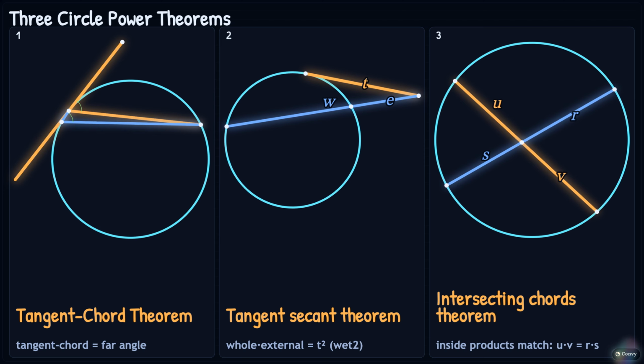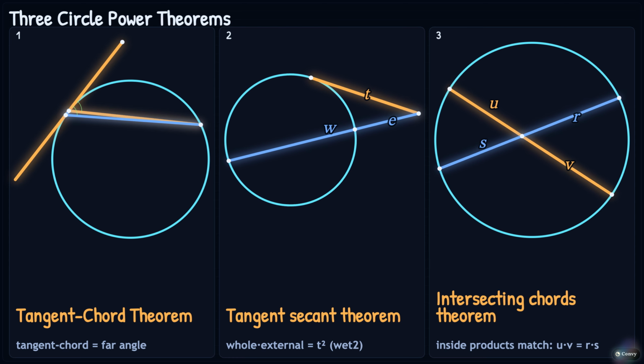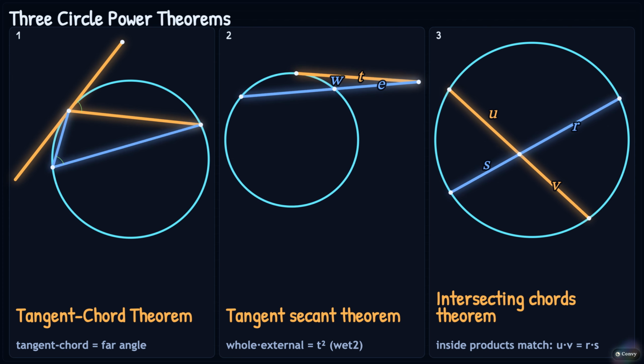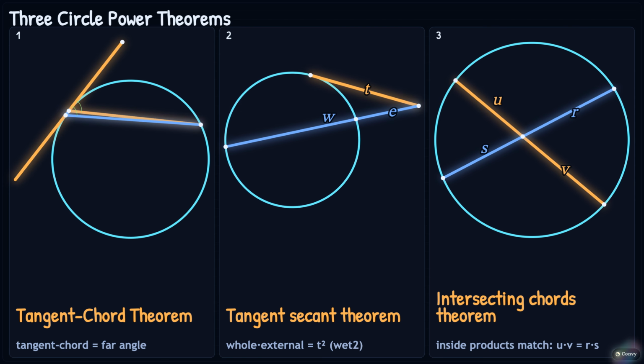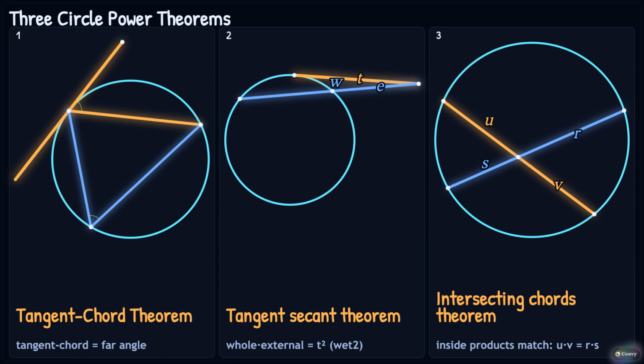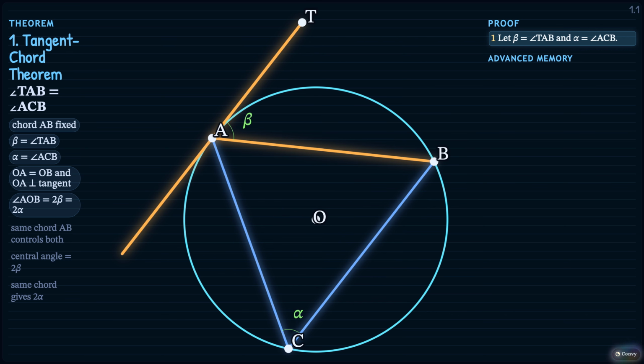This deck isolates three related circle theorems: Tangent-Chord Angle Theorem, Tangent-Secant Theorem, and Intersecting Chords Theorem. Because there are only three cards, each one gets a larger figure and a fuller proof story. First theorem, Tangent-Chord Angle Theorem. The angle between the tangent line and chord AB equals the far inscribed angle on the same chord.